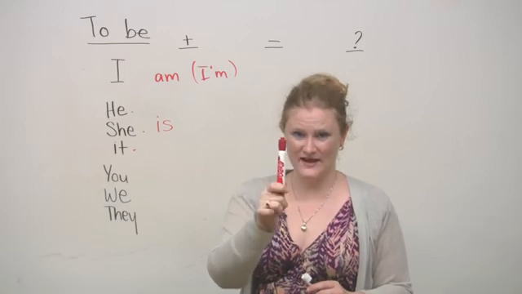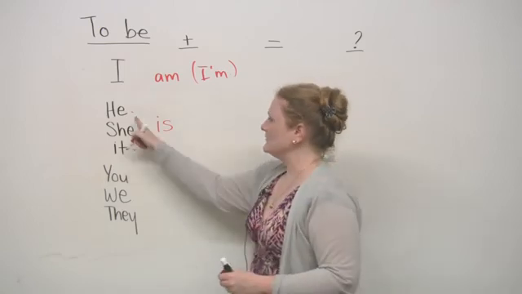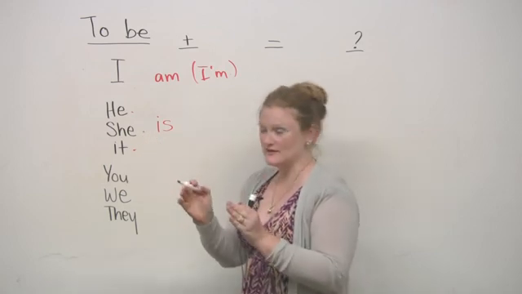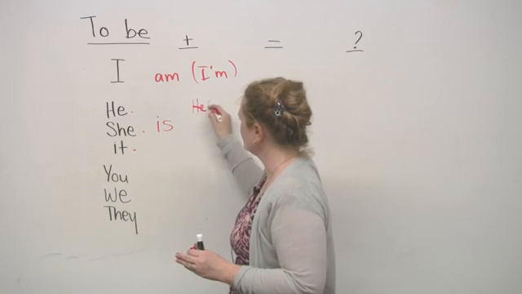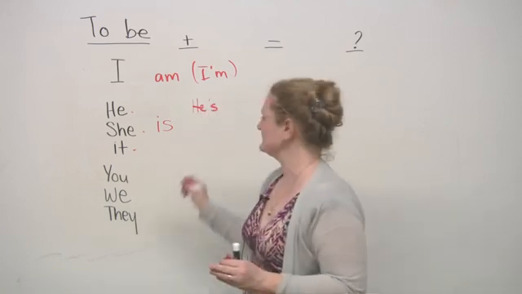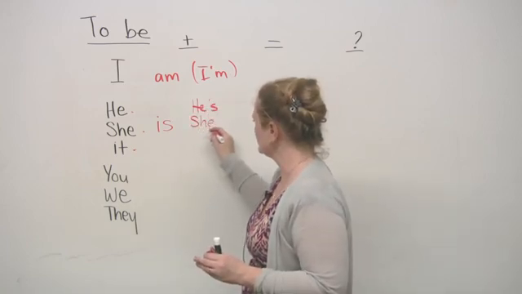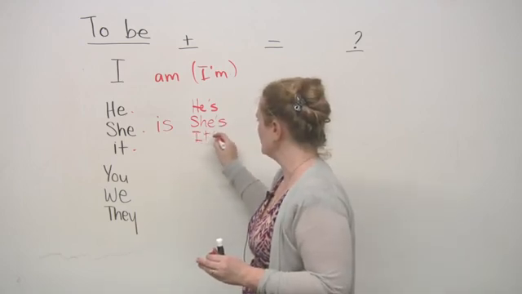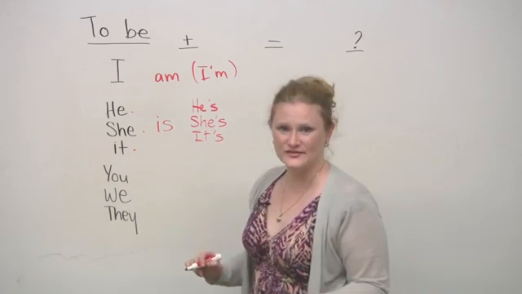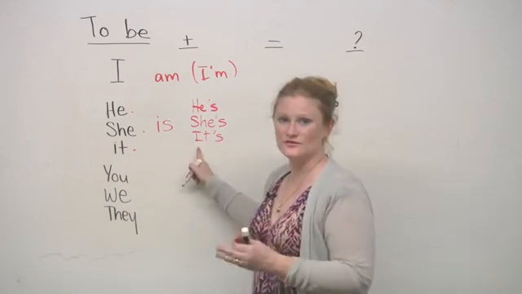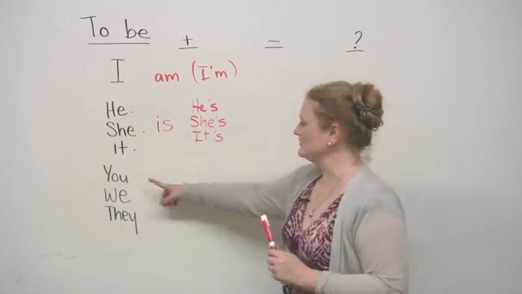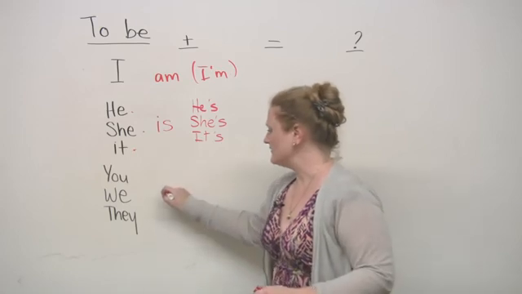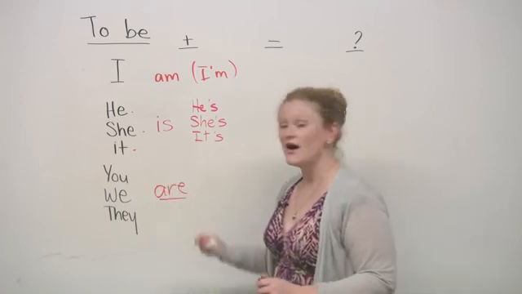It is red. Okay? When we say he is, or she is, or it is, we can shorten it and we can say he's, she's, or it's. Again, these are the shortened versions. When we use you, we, and they, we have to use are.